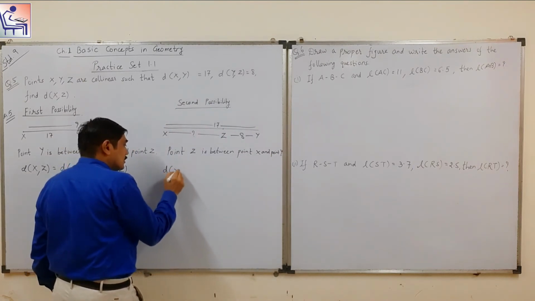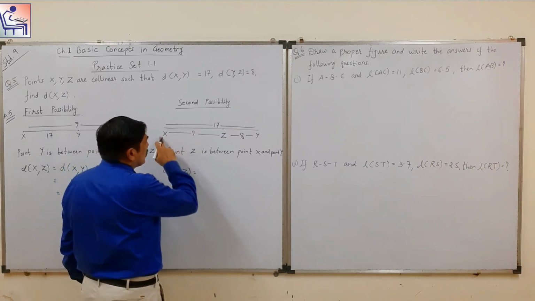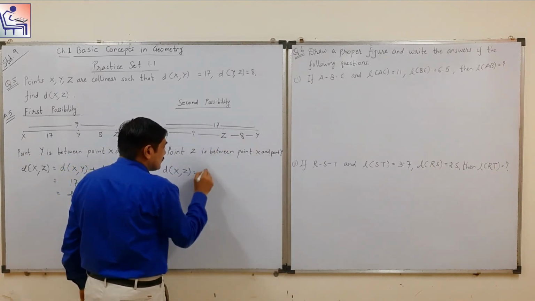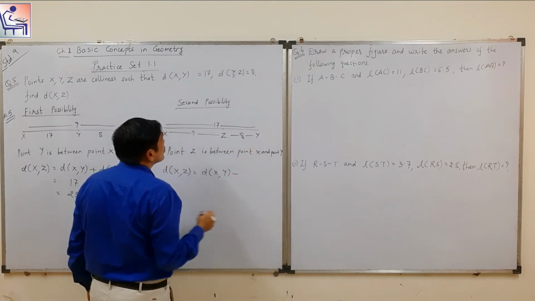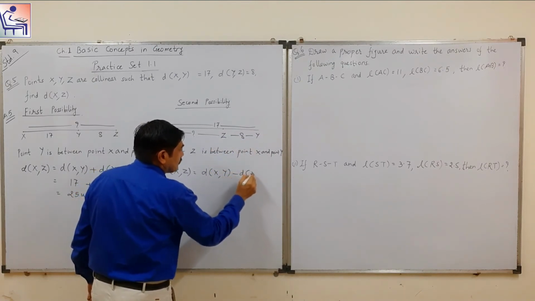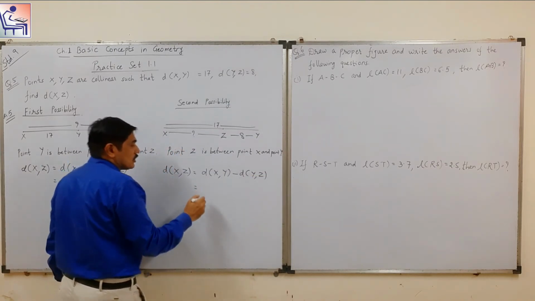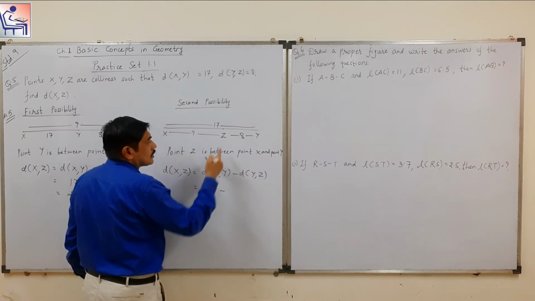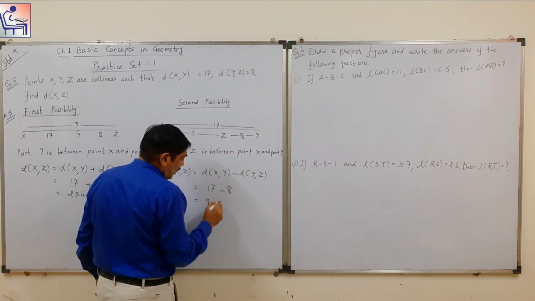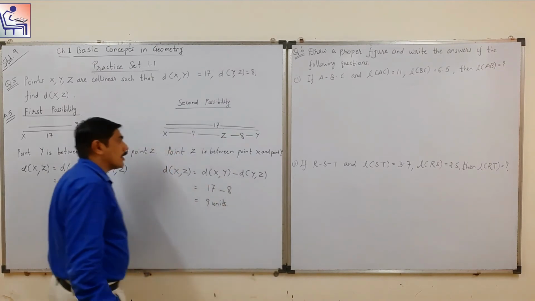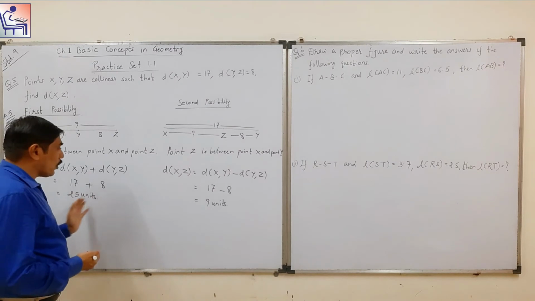Now distance XZ is equal to distance XY minus distance YZ. So distance XY is how much? 17 units. Distance YZ is 8 units. So 17 minus 8 is equal to 9 units. So we have solved this sum with both the possibilities.